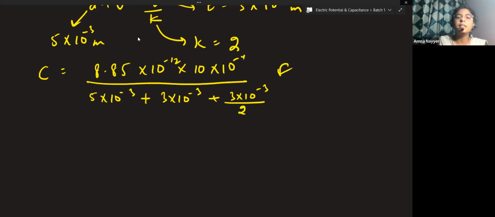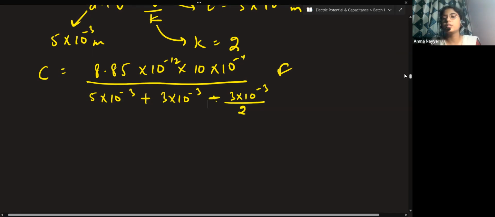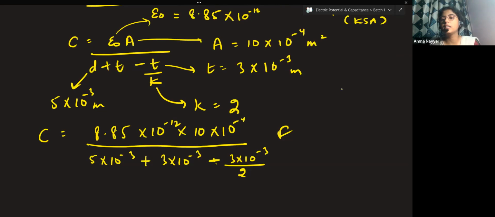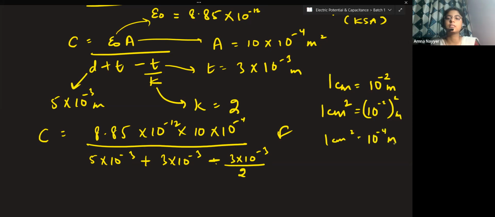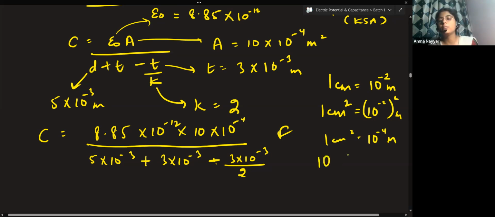See, centimeter, we know how to convert. 1 centimeter equals to what? 1 centimeter is written as 10 to the power minus 2 meters. Fine. It is centimeter square, so this will be 10 to the power minus 2 whole square meters. That's why we'll write it as 10 to the power minus 4 meter square. So if 1 centimeter square is equal to 10 to the power of minus 4 meter square, then 10 centimeter square will be equal to 10 into 10 to the power minus 4 meter square. Now tell me, is this clear?